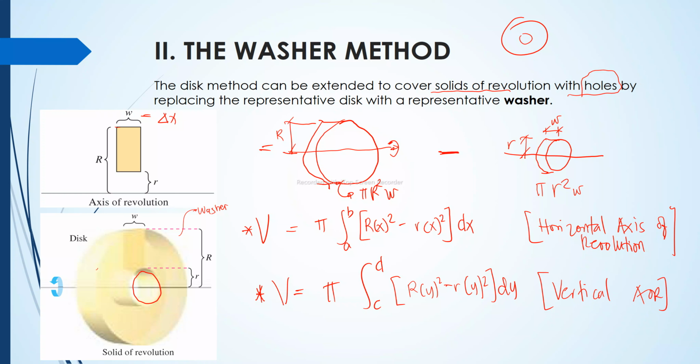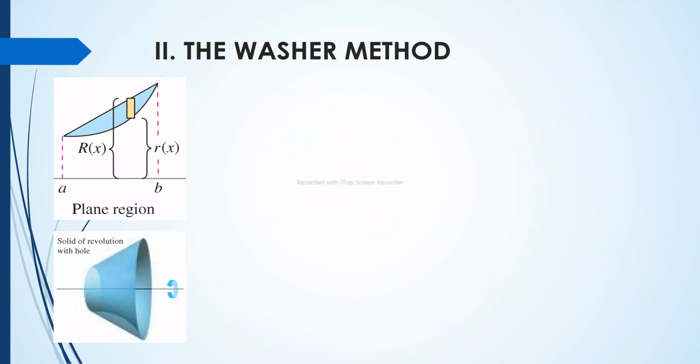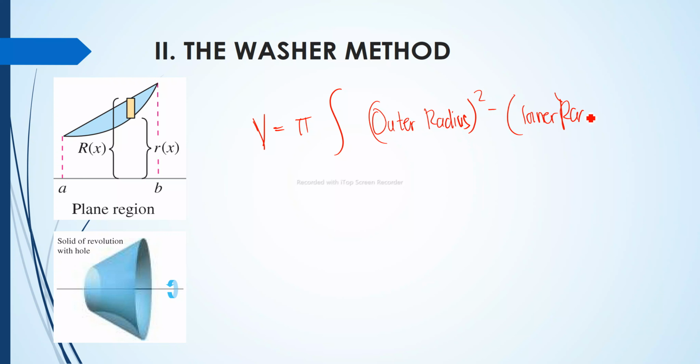So that is the concept of our washer method. It's like just the disk method with the larger disk minus the smaller disk. The volume is equal to pi times the integral of the square of the outer radius minus the square of the inner radius, dx from a to b. This is just the basic concept of the washer method.